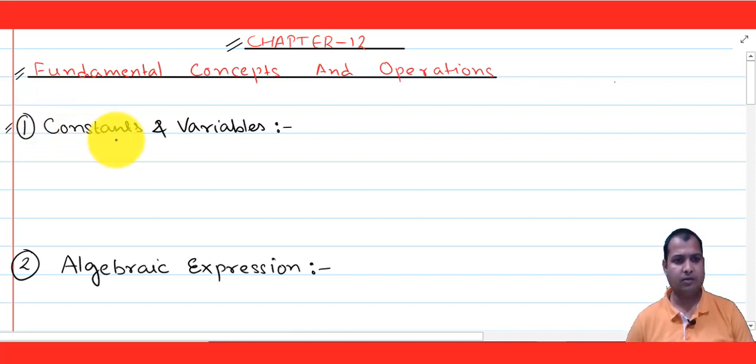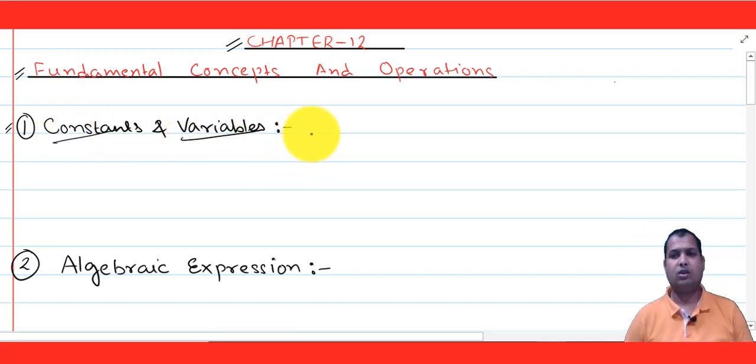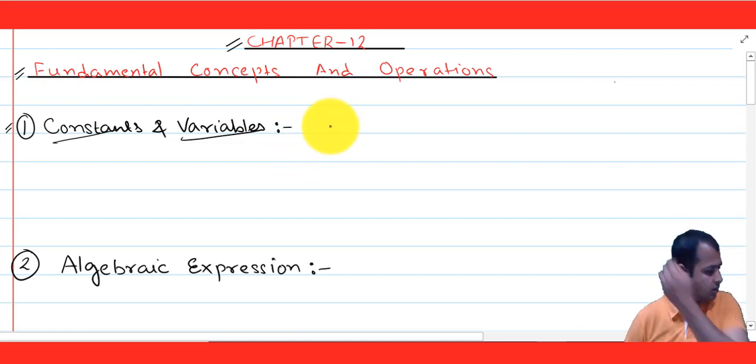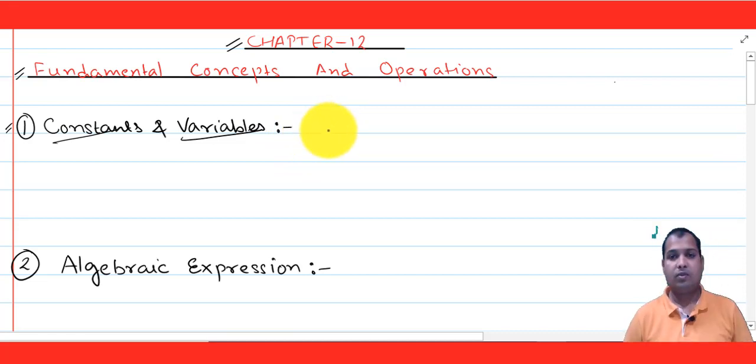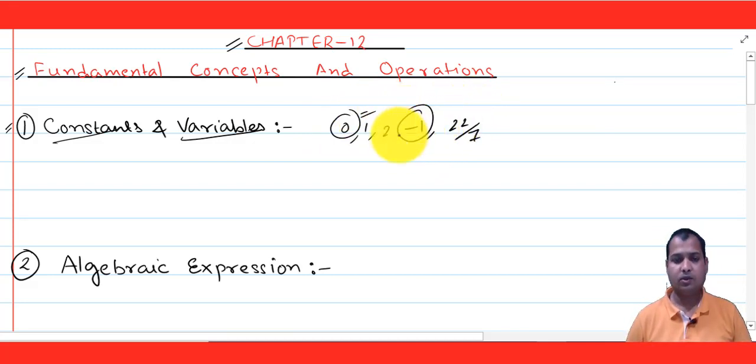So first one we have constants, okay, and variables. So what do we mean by constant? So constant are the fixed values, okay, like 0, 1, 2, okay, -1, 22/7. These are fixed values, okay. Looking at this, you can say, sir, this is 0. Looking at this, you can say, sir, this is -1. Yes. So these, you can see, these are fixed values, okay. So these are called constants, okay.